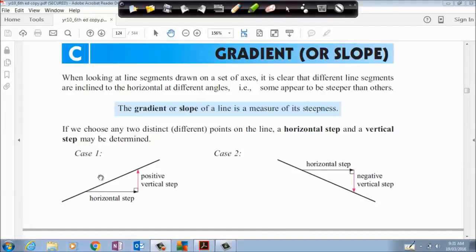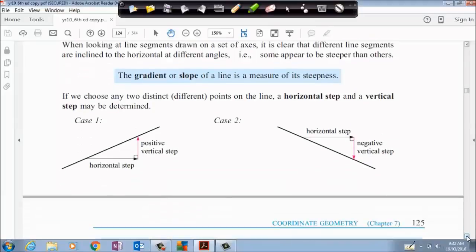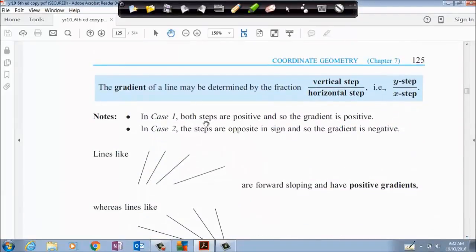Okay, now we're going to start coordinate geometry. The first thing we learn is slope or gradient. We can have a positive slope, which is going up, or a negative slope, which is going down. Now the formula for the slope or gradient is the y step on the x step. Some people learn rise on run.